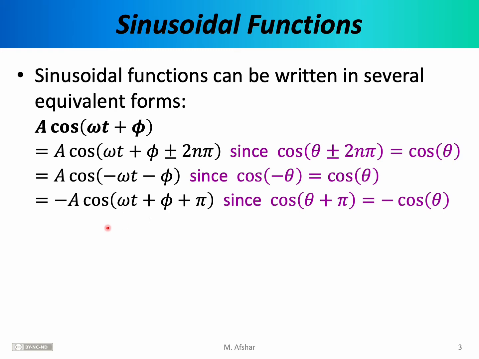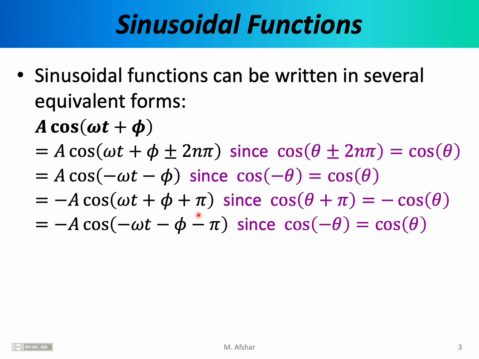You can also do something else. You can also multiply the entire function by a negative sign, so put a minus sign in front, and then shift the argument by pi radians. This is a consequence of the fact that you can take a cosine function and flip it upside down. That's what the negative sign here does, and then shift it to the left or to the right by pi, and that again gives you the original function.